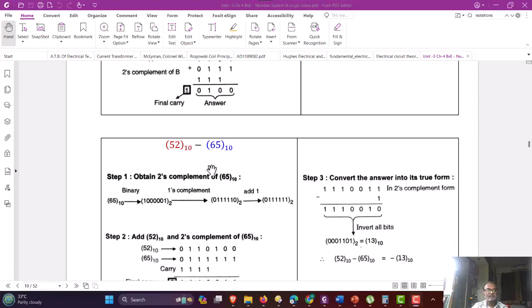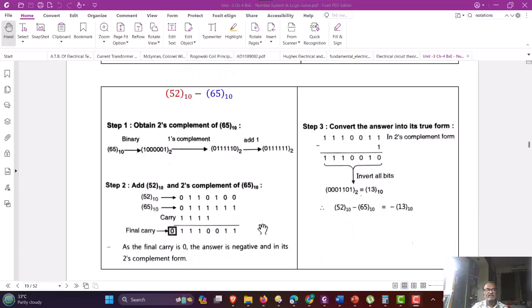Let us see. So 65 we have taken, the binary value of 65 is 1000001. Take the 1's complement, meaning complement each bit, you are getting this number. Add 1 to it, you are getting the 2's complement of the binary number 65, that is this. Then in the second step, we will add this 2's complement of 65 to the binary value of number 52.